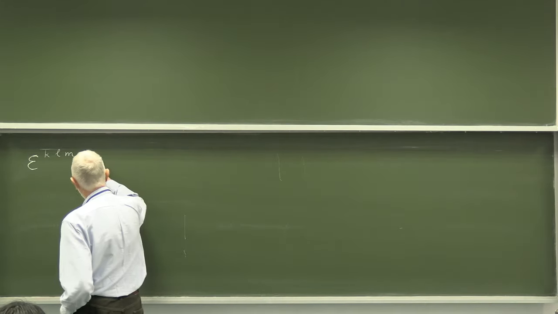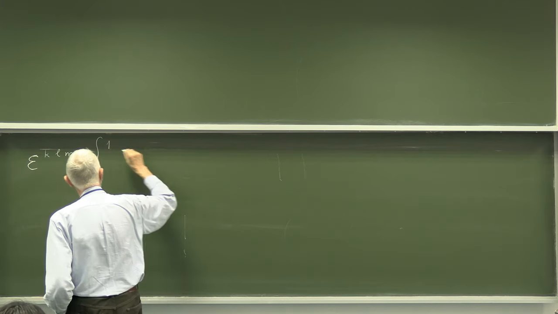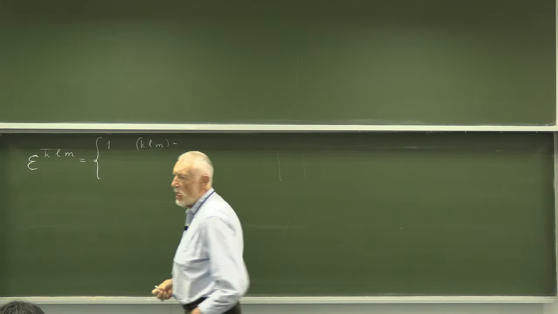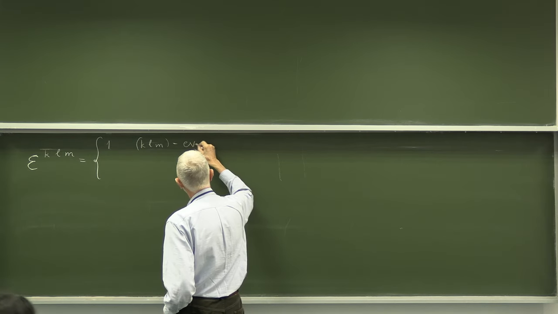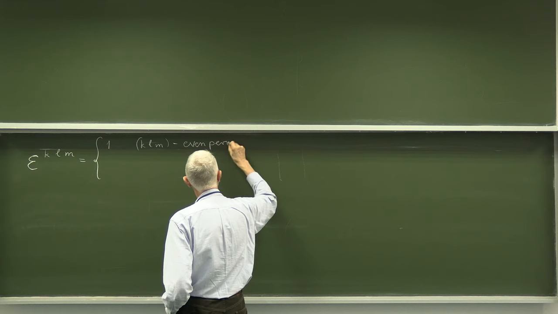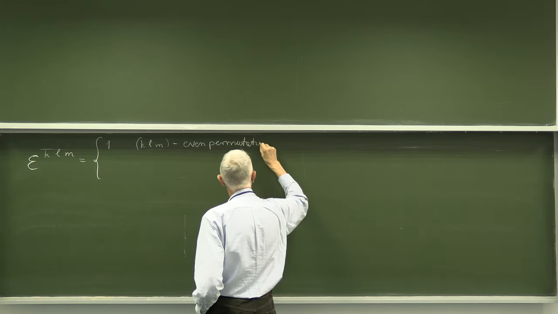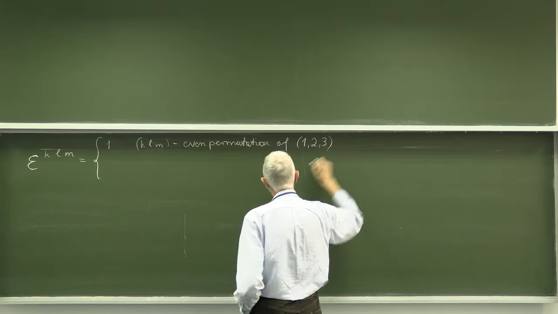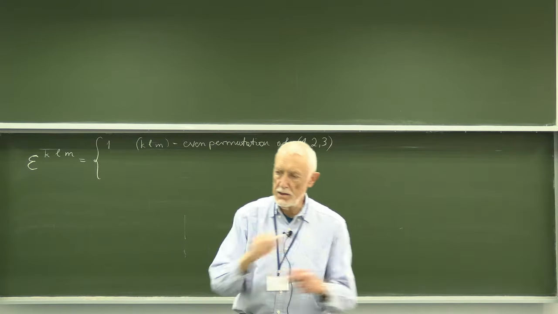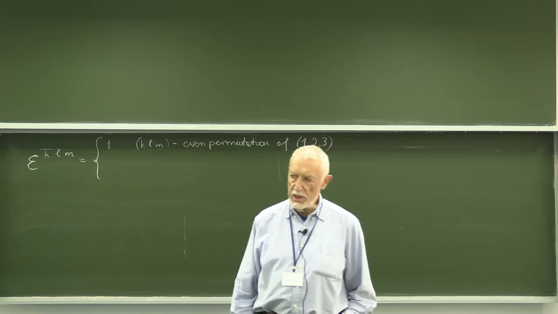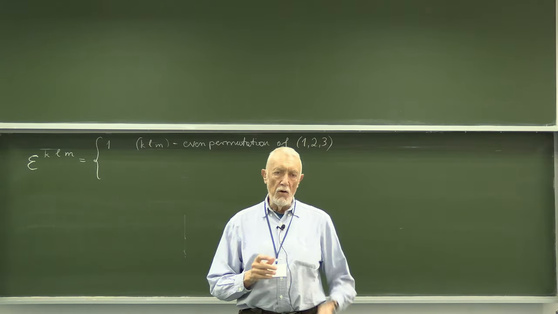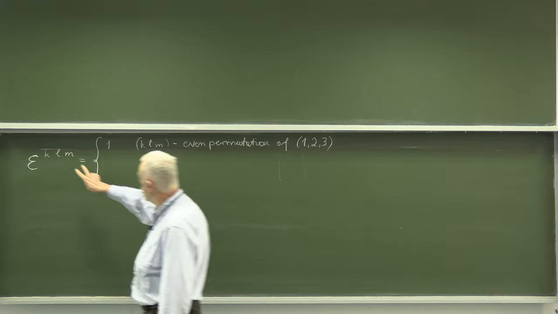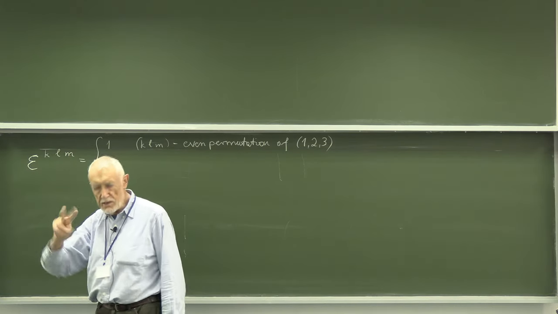So what is that? It is equal to 1 when KLM is an even permutation of 1, 2, 3. You know what a permutation is, yeah? It is just changing order. Now, every permutation is a superposition of some amount of transpositions. A transposition means that we change two neighbors only, just exchange them.